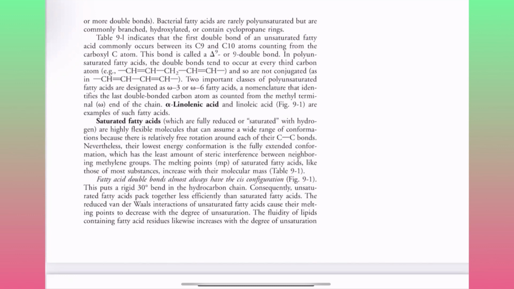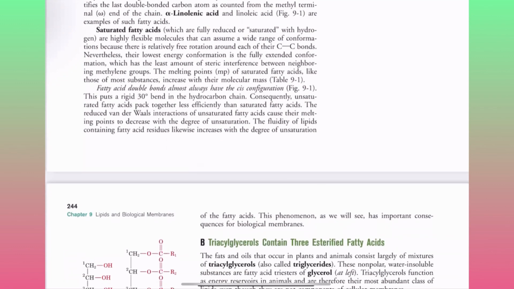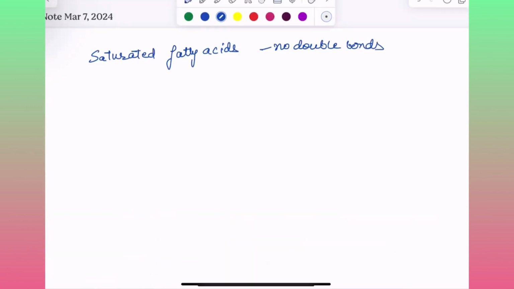So why are saturated fatty acids highly flexible molecules? Saturated fatty acids are without double bonds. Unsaturated fatty acids can have one or more than one double bond within them. The unsaturated fatty acids exist in two configurations: cis and trans.